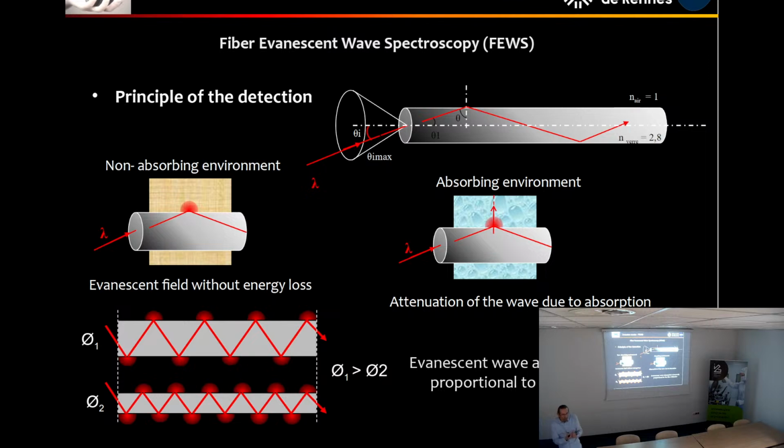Now go back to single index fibers. It's more simple to obtain. You have just a rod of purified glass. You make a single index fiber, and here the principle of fiber evanescent wave spectroscopy is very simple. When you inject light in the fiber, there is no clad. Okay, the clad is the air. Okay, the clad is the environment.